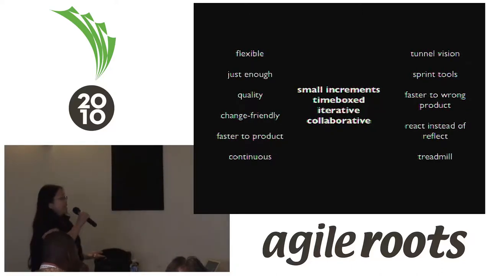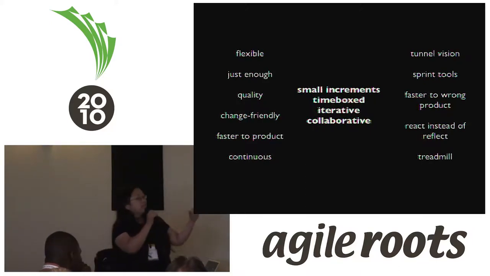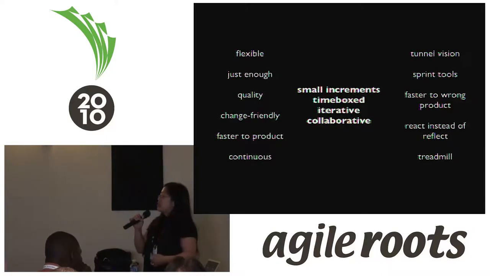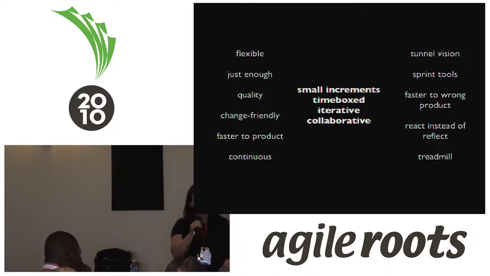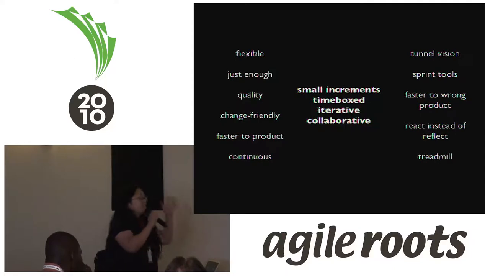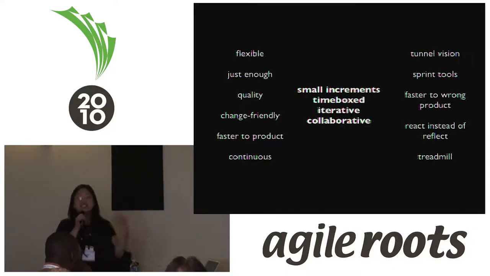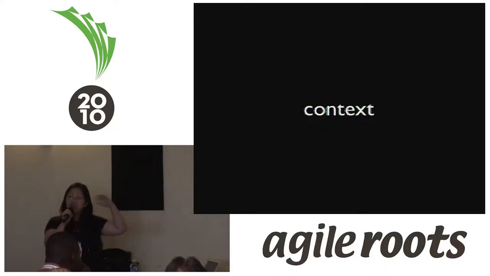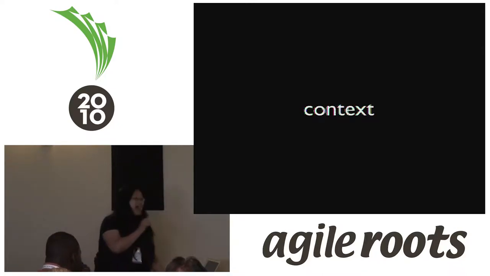And also, it is iterative, but because of this kind of tunnel vision, what tends to happen is sometimes teams can just react instead of stepping back, thinking about it, and going, wait, yeah, we can make this change, but is this the best possible change we should make right now, right? And so in general, it's continuous, but you can get into this crazy kind of treadmill thing where you just keep working and working and you don't understand whether you're going anywhere, right? So what you need to break away from this problem is context. And that, to me, is what big picture design can give you.